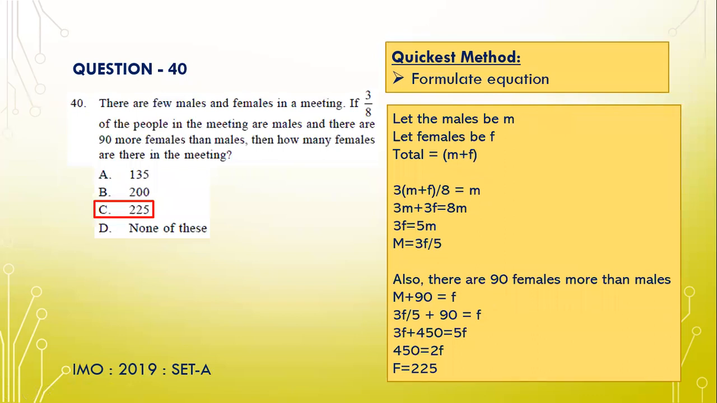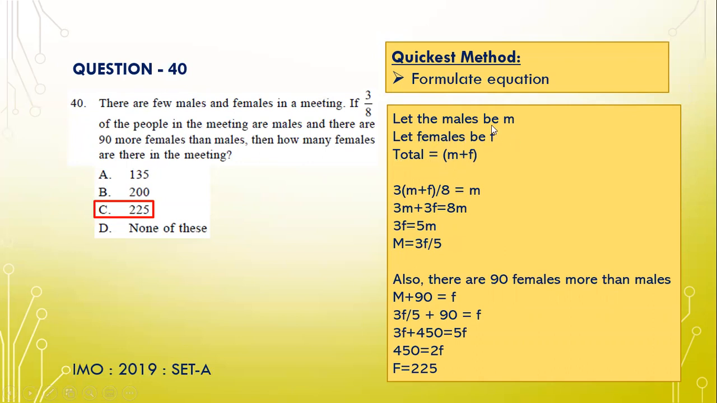There are a few males and females in a meeting. If 3 upon 8 of the people in the meeting are males and there are 90 more females than males, then how many females are there in the meeting? Again, you have to formulate the equation. Let the males be M and let the females be F.